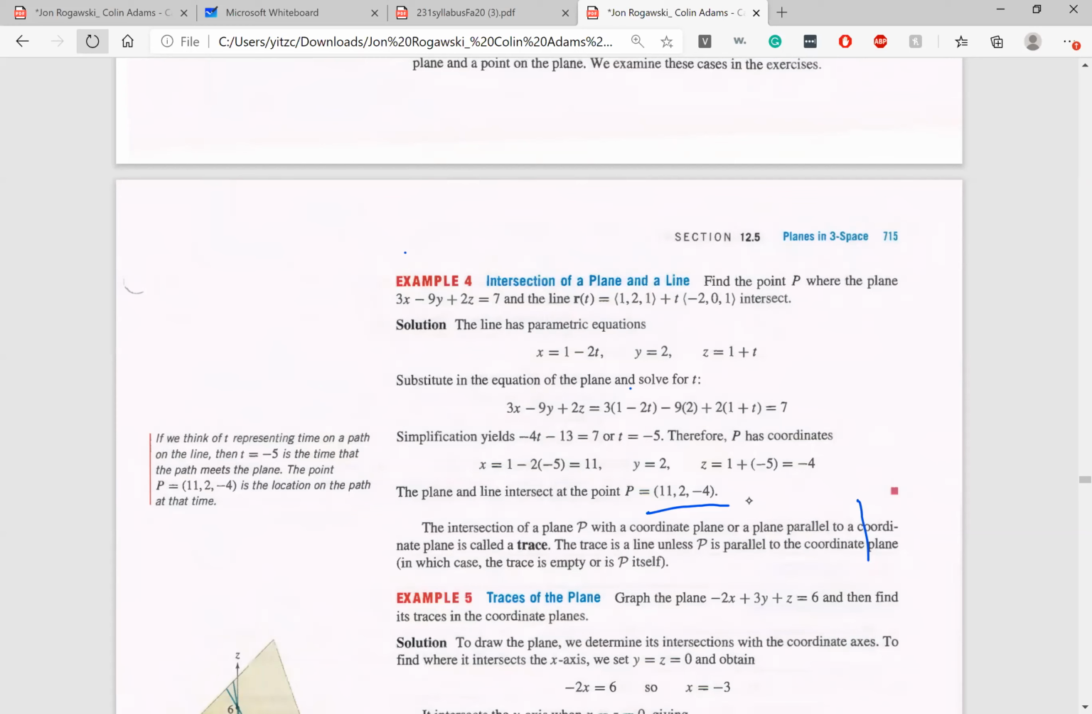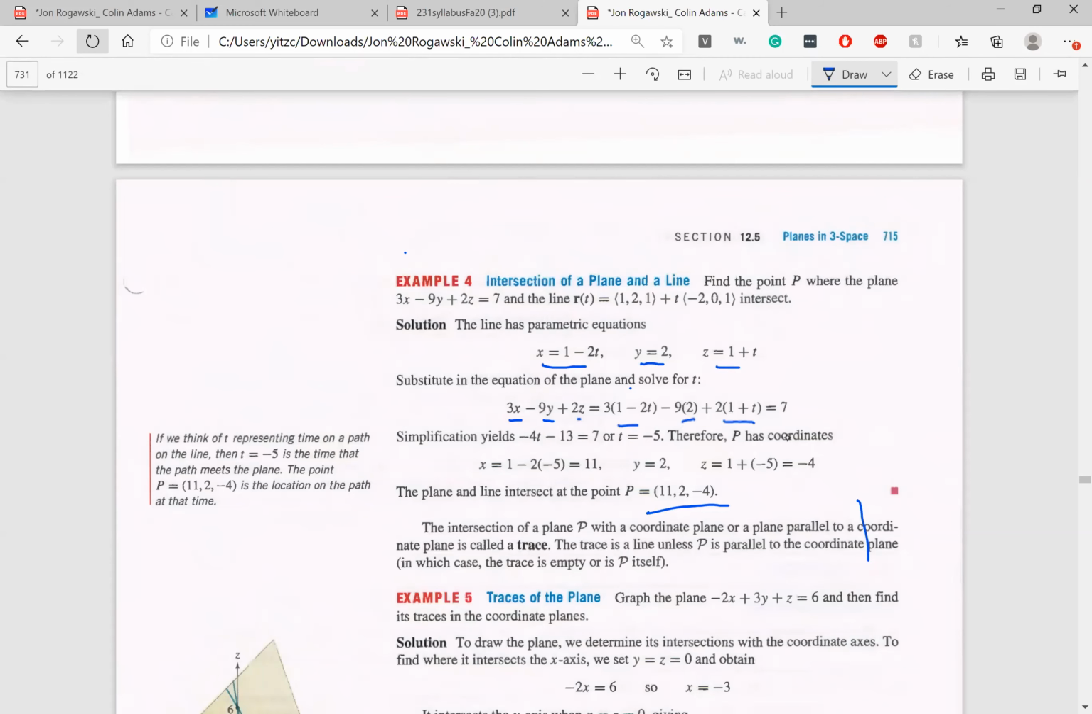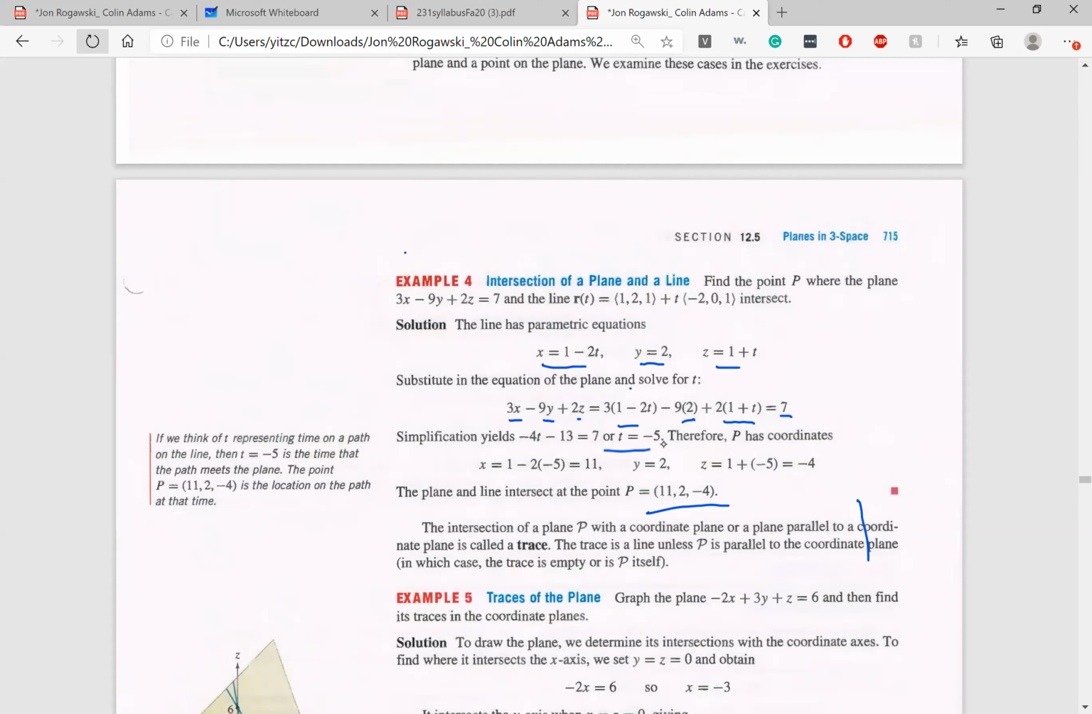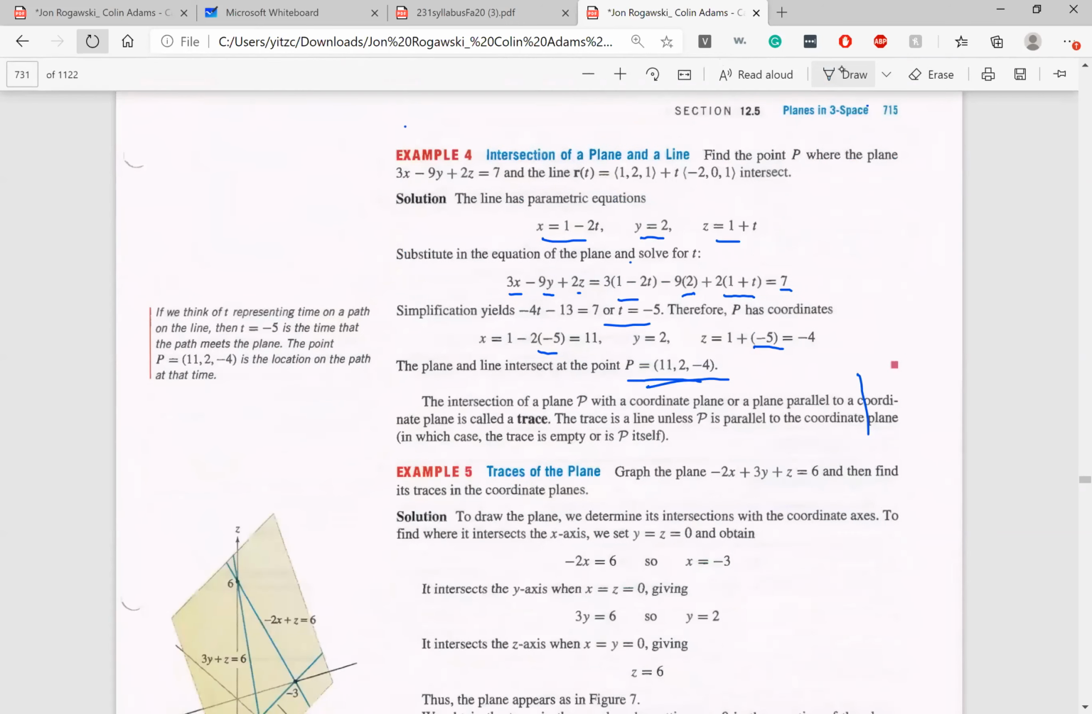Okay, so just one last time, the strategy is to write what x is, what y is, what z is, plug it into your plane, set it equal to the d, then solve for t, and plug that solution back into the t in your x, y, and z. That's how you get the point where the plane and the line intersect.